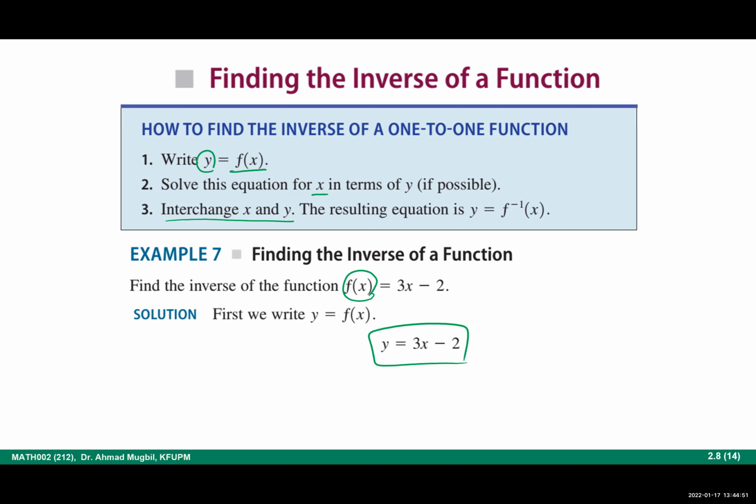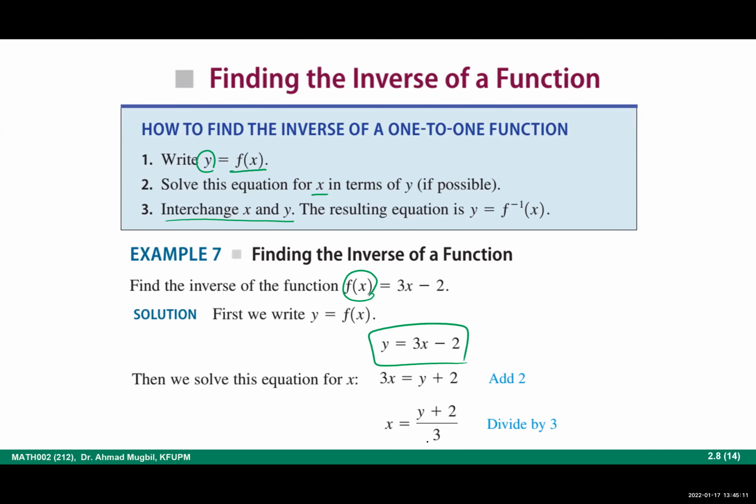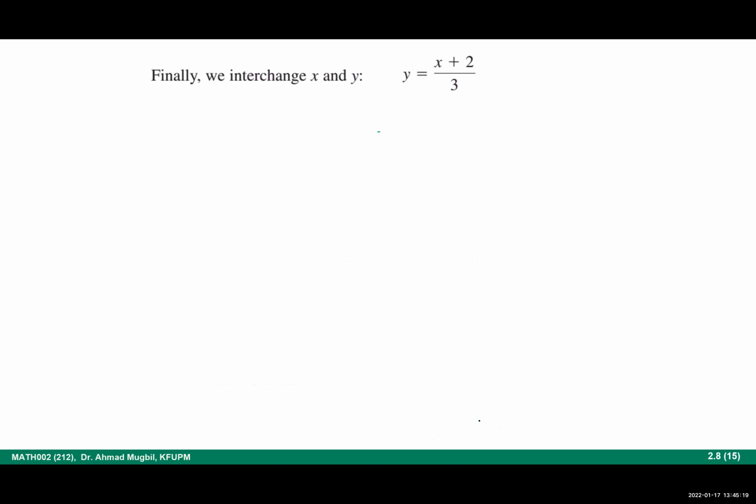It's okay, the same. Solve it for x: you add 2 to both sides, then divide by 3. Now you can interchange. If you interchange, you will get y equals (x plus 2) over 3. Now replace y by the inverse. In this step I usually just write f inverse of x and replace y by it, and that's it. This is the inverse.